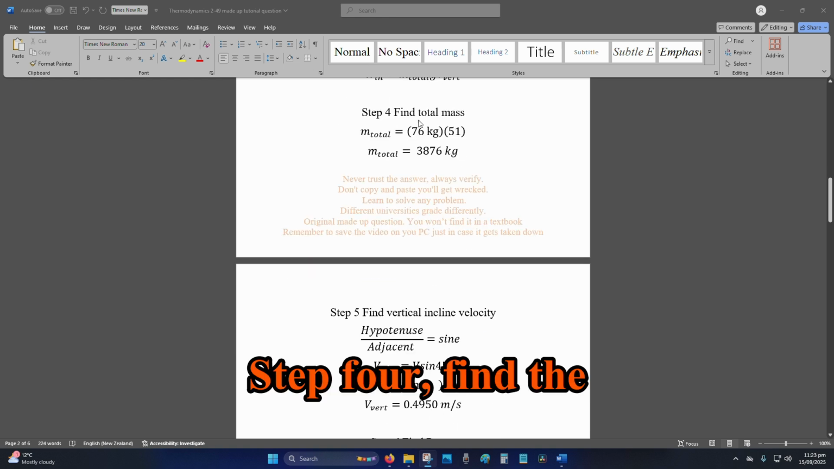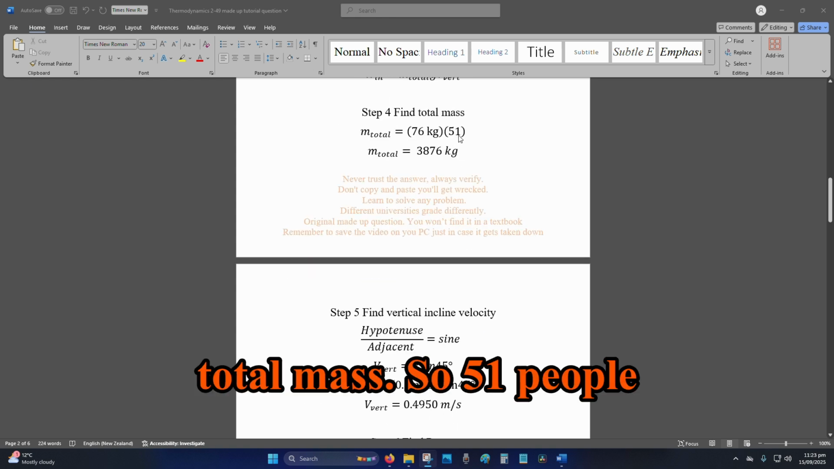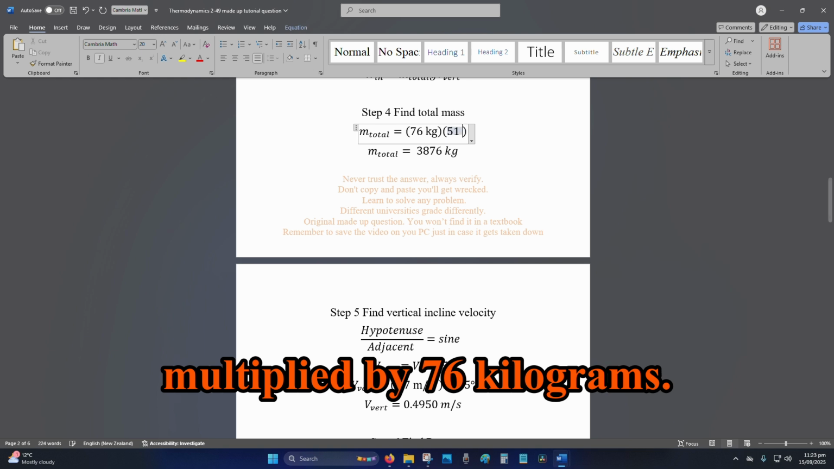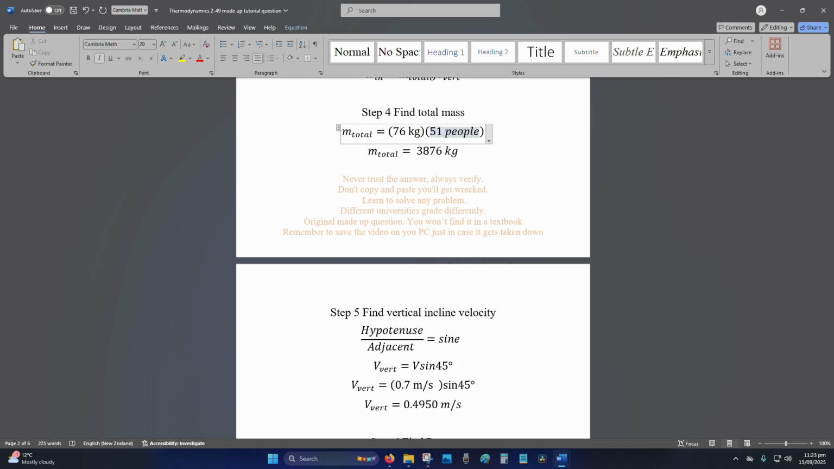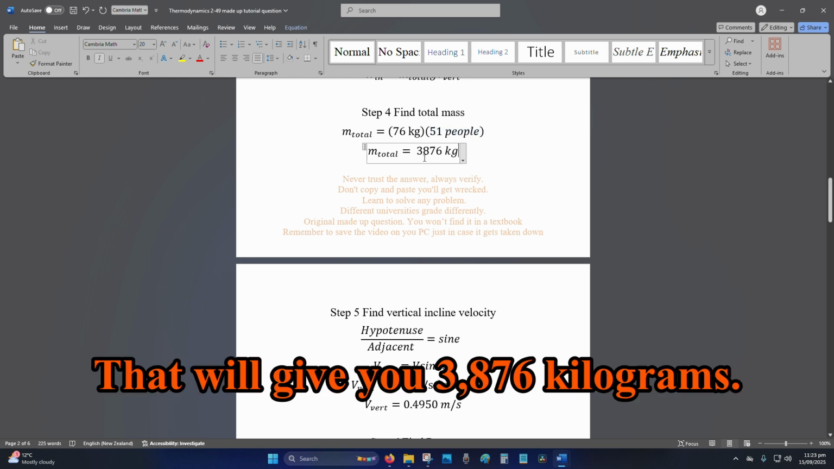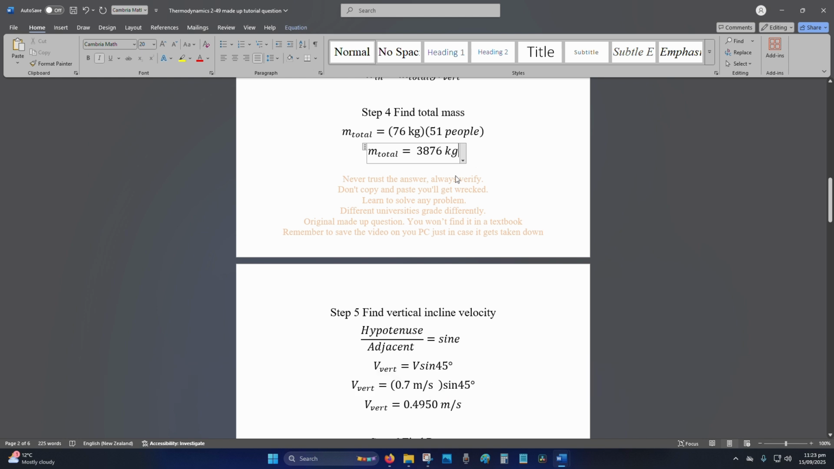Step 4, find the total mass. So 51 people multiplied by 76 kilograms. That will give you 3,876 kilograms.